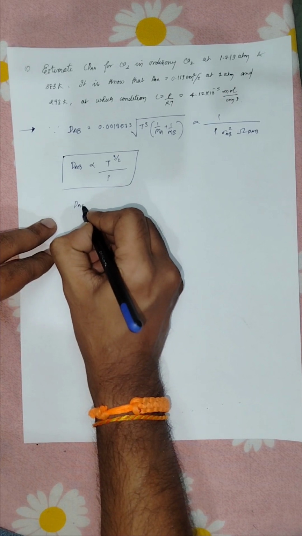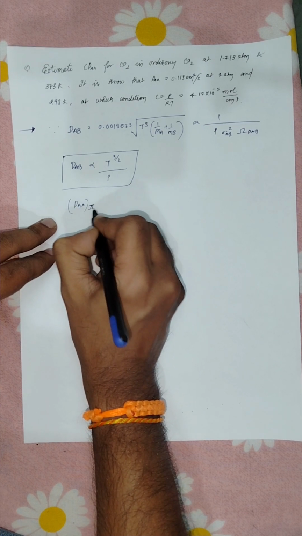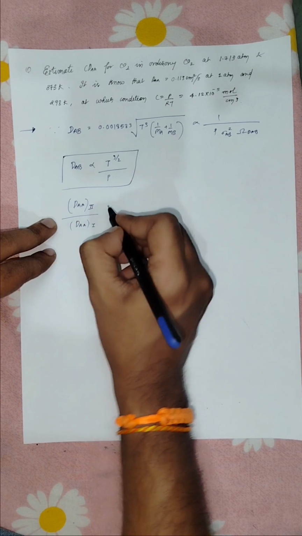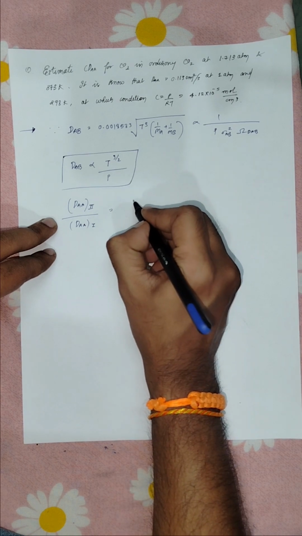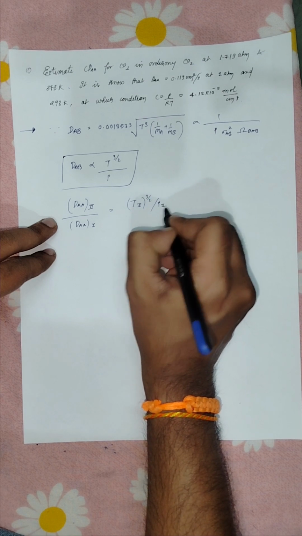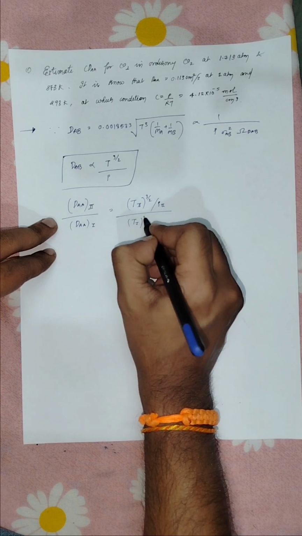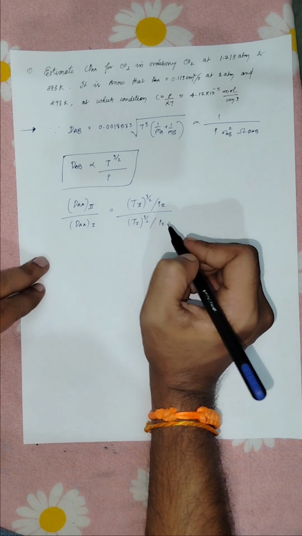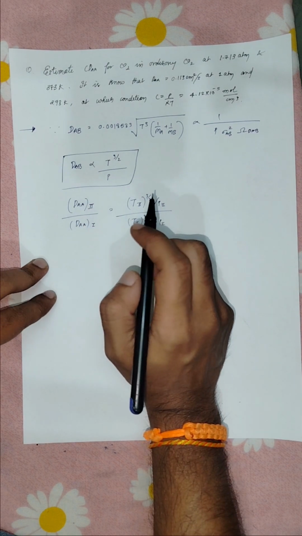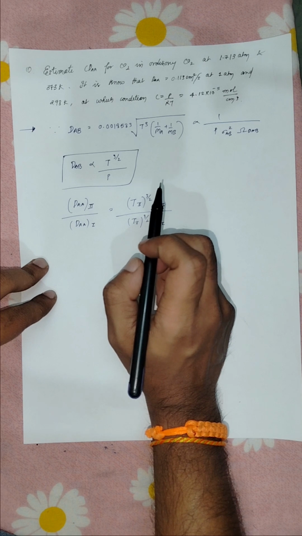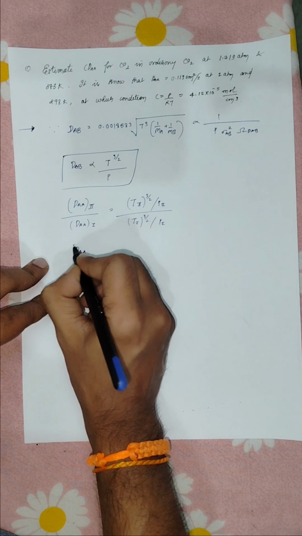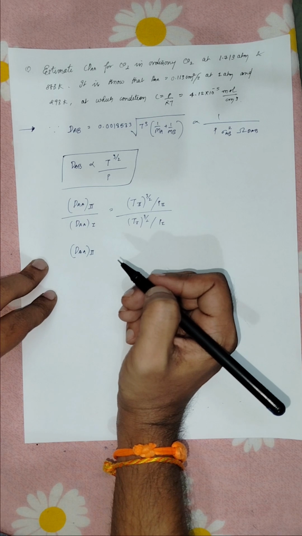So DAA at the second condition upon DAA at the first condition equals T second to the power 3 by 2 over P second, similarly T1 to the power 3 by 2 over P1. Getting what I'm doing? So we have to calculate this, the rest is already given. DAA at the second condition is what we have to calculate.